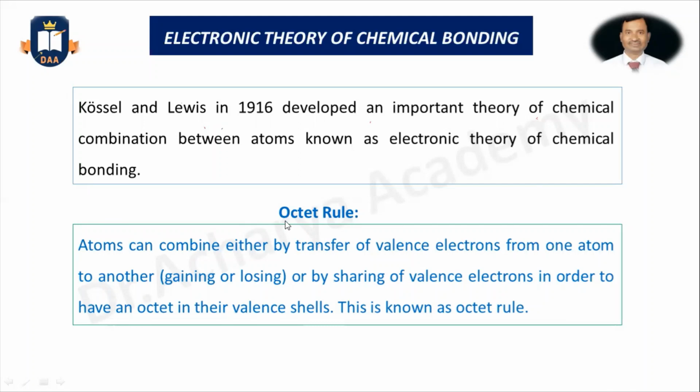From the previous class, we know that the electronic configuration of noble gases is very stable due to having 8 electrons, that means a completely filled outer electronic shell in the atoms of noble gases, except helium. For helium, the outer shell is completed by 2 electrons.